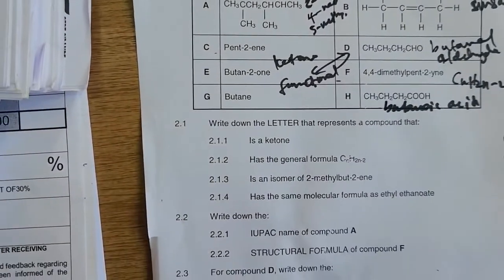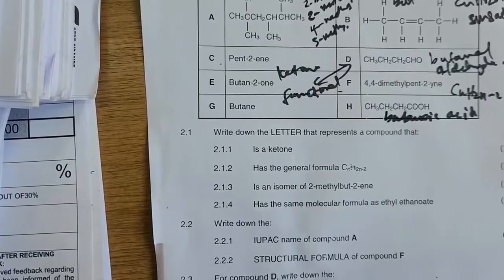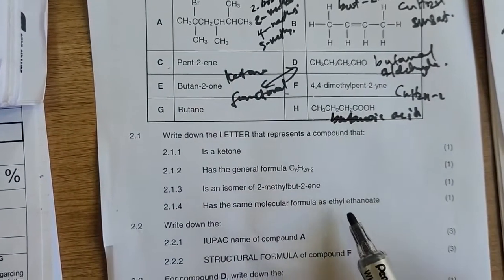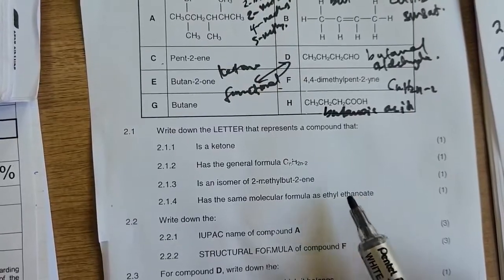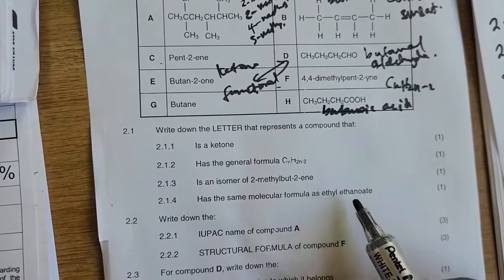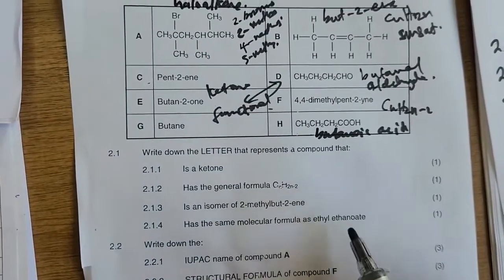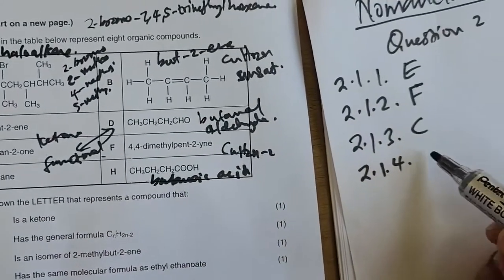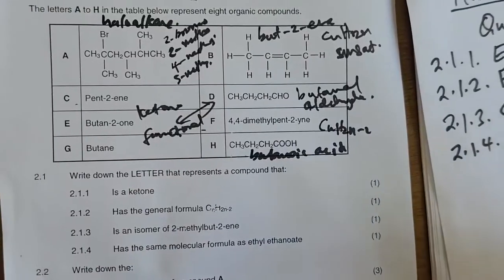2.1.4, the letter of the compound that has the same molecular formula as ethyl ethanoate. Remember, this one is an ester, so same molecular formula. It might be an ester or an acid. Yes, the acid must have 4 carbon atoms, which is the last one, so H will be the answer.